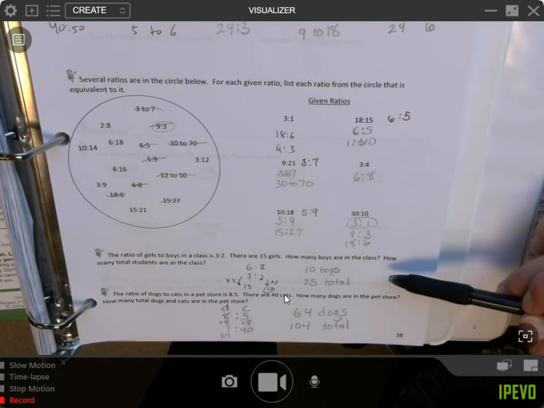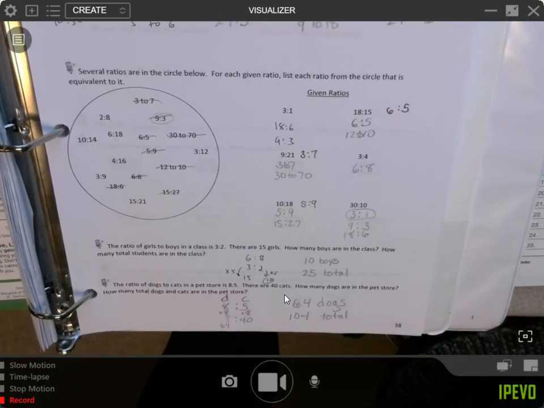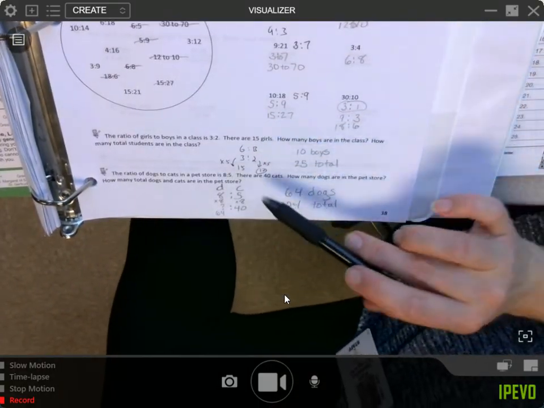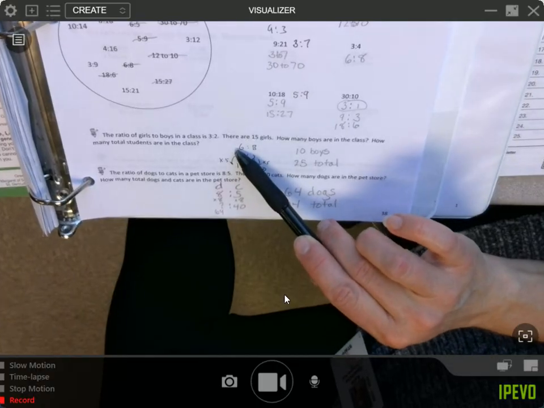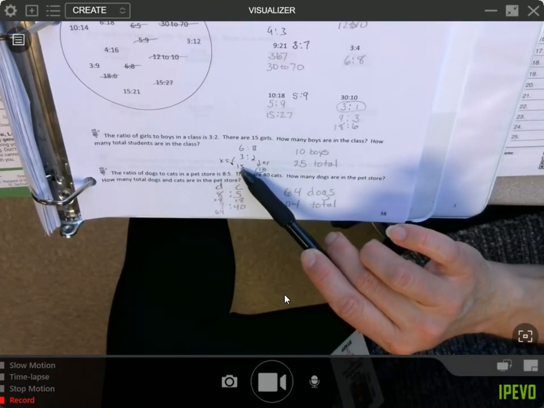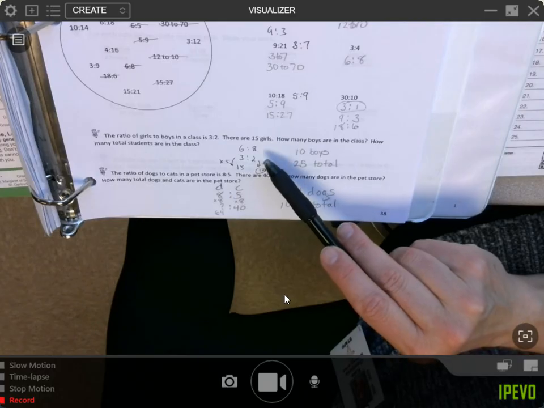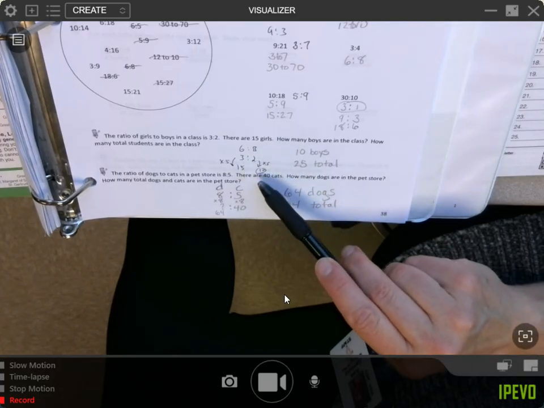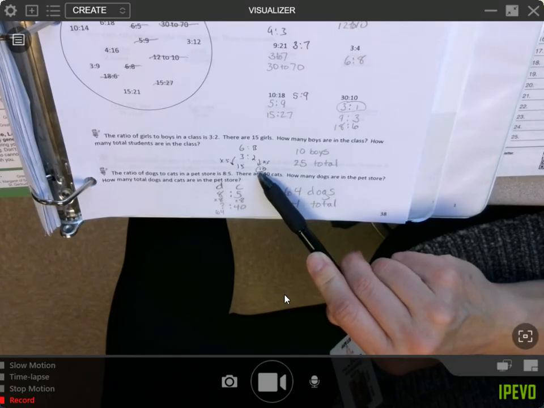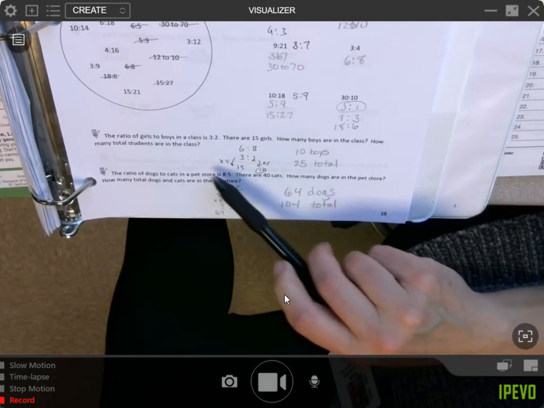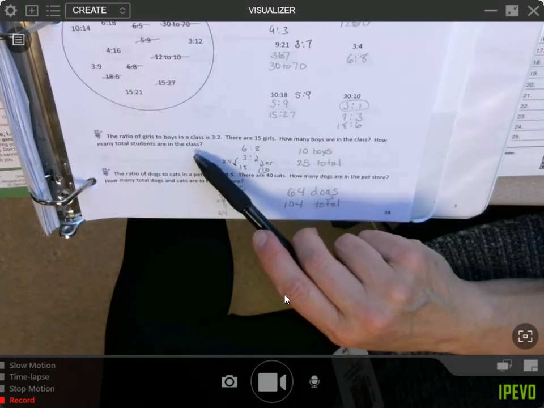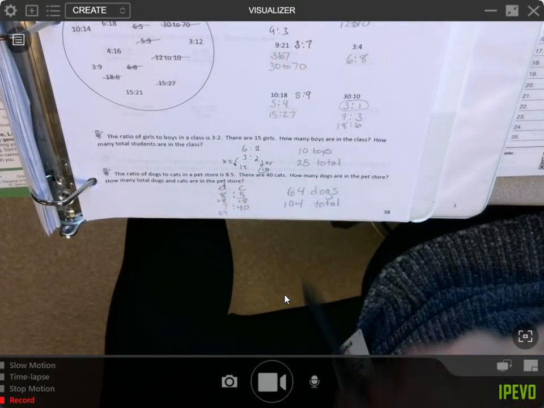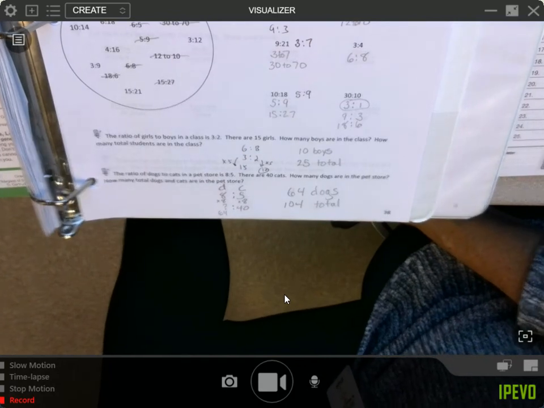Okay. So the ratio of girls to boys in class is 3 to 2. There are 15 girls, so we had the 3 to 2, girls to boys. There are 15 girls, how many boys? So we multiplied by 5 to get to the 15, so we have to multiply the 2 by that 5 to get 10 boys. Then it says how many students are there in class. We have to add the girls and the boys, and we get 25 total.